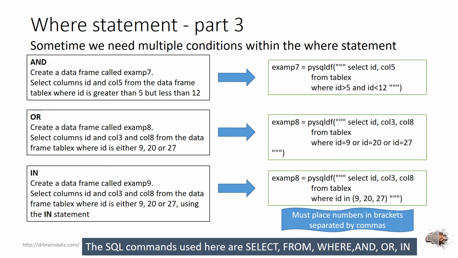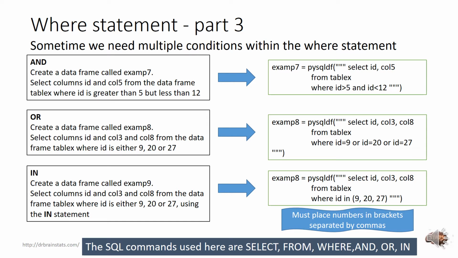Next, the or statement. We're going to create a data frame called examp8. We're going to select the columns ID and col3 and col8 from a data frame tab X, where ID is either 9, 20 or 27. Now we can see in the where statement we've had to use the word or in between for different criteria. If you wrote down where ID equals 9 or 20 or 27, this would not work. You would need to write down the actual column name, in this case ID.